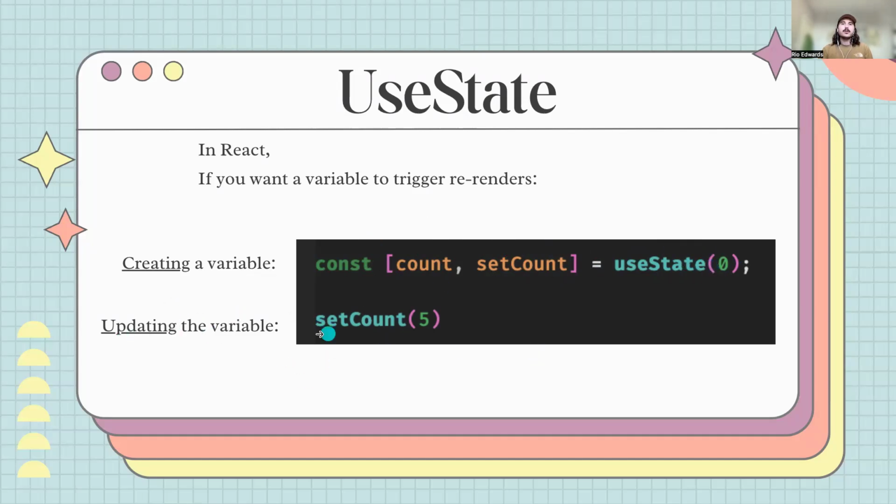And then we use this update function, setCount, to update the variable. So we can't update the variable by saying count equals 5. We can, it just won't actually cause re-renders. It won't change things like we want it to. So whenever you're using useState, you have to use this special function that they give you to update your variable.